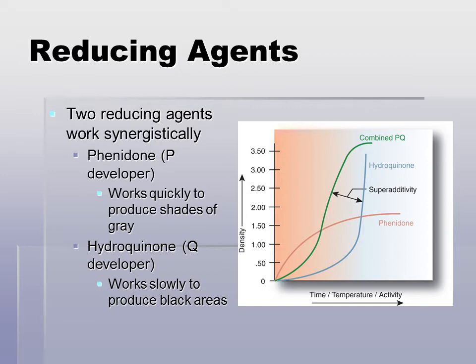So there's really 2 reducing agents, phenidone and hydroquinone, and they work together. Phenidone is the P developer, works quickly to produce shades of gray. Hydroquinone, or the Q developer, works slowly to produce black areas. And then you've got the superadditive, and this is when the 2 are actually combined. So what you're looking at on this curve, the P controls the high curve, and the H controls the low curve.